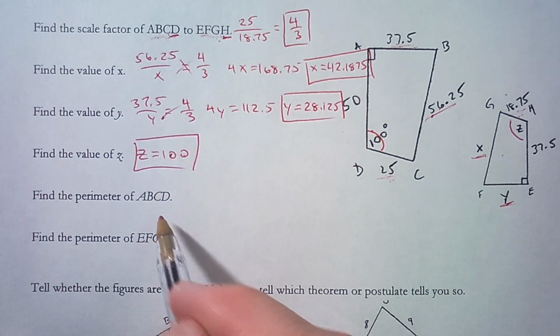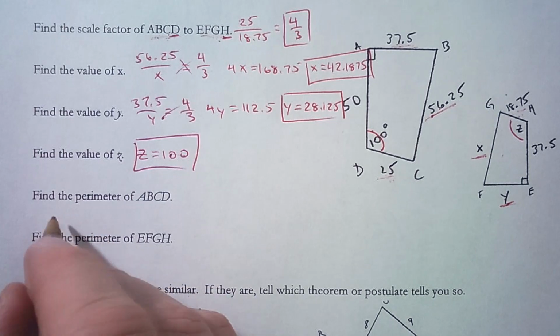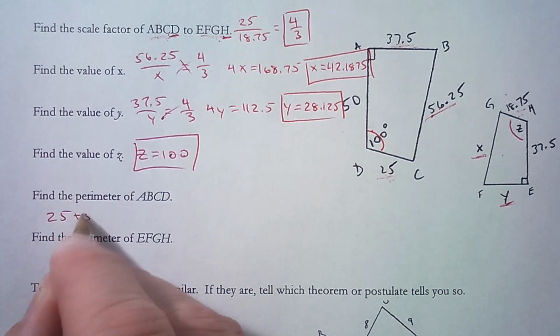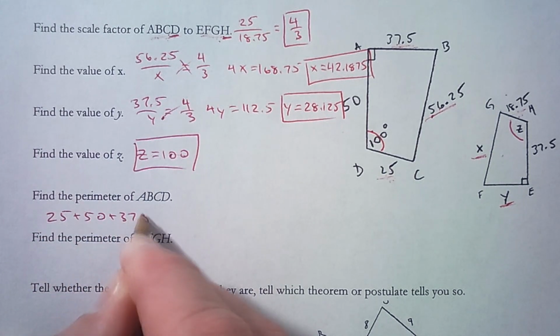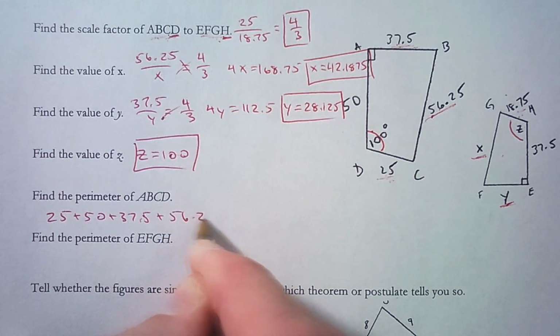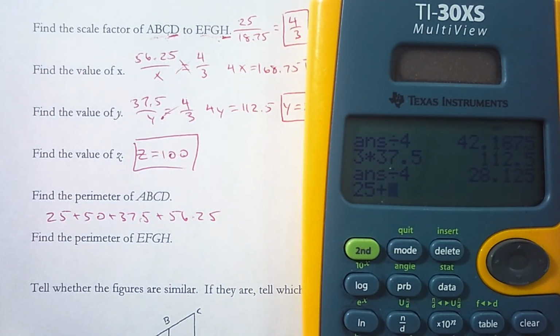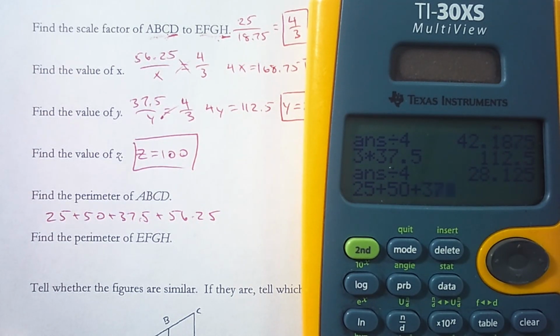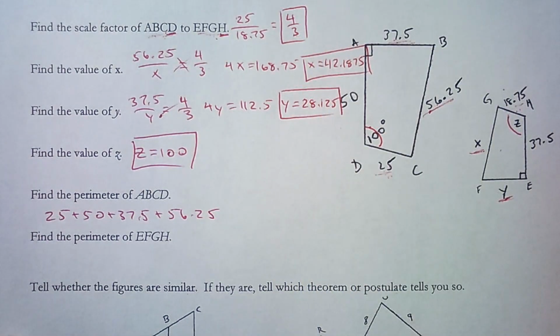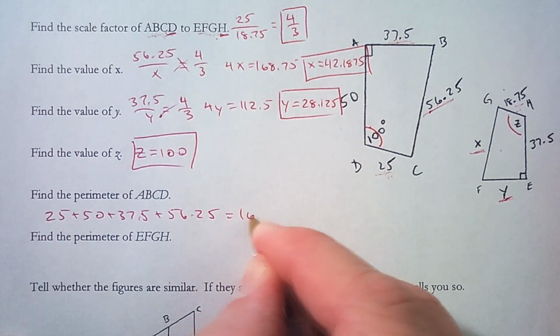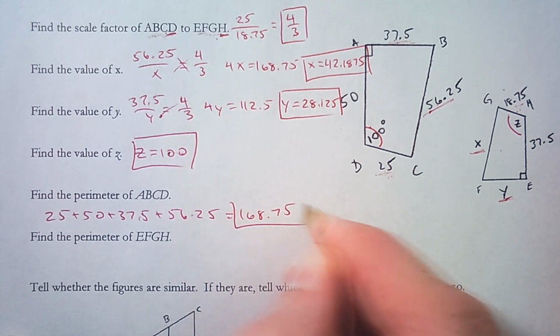Find the perimeter of ABCD. So I just need to add the four sides of ABCD. 25 plus 50 plus 37.5 plus 56.25. Okay, so I add those together. And I get 168.75 for my perimeter.